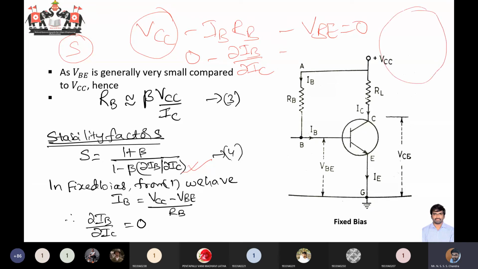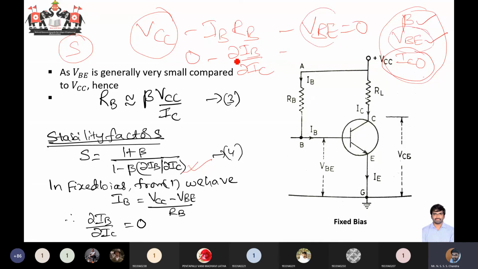So we have three parameters: beta value, VCC, VBE value, IC naught. While we are defining the S value, we are varying IC with respect to IC naught. We are keeping beta and VBE as constant values. So VBE is constant.